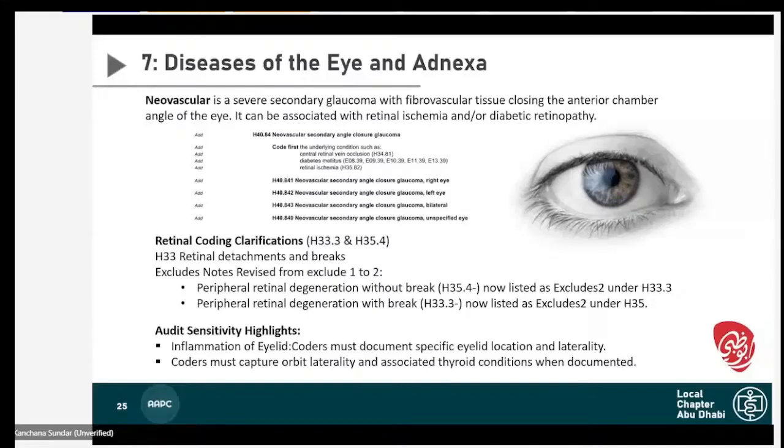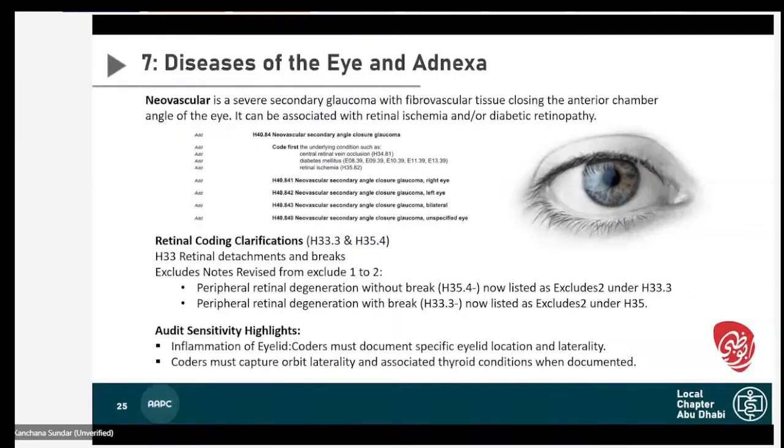So the next one is not a code change, but again an excludes change. Retinal coding clarification is provided with an excludes note on the retinal detachments and breaks. Very common disease to see. So retinal detachments and breaks are very common. If anybody is coding for ophthalmology hospitals, you will definitely agree with me. Retinal detachments are at the top.